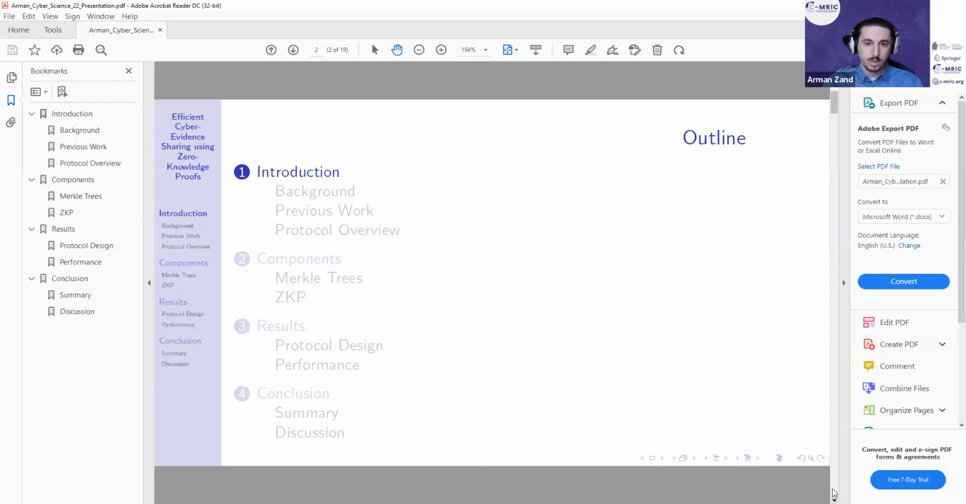Next page. We just go over a bit of background and protocol review, components, results, and a bit of a summary and discussion. Next slide, please.